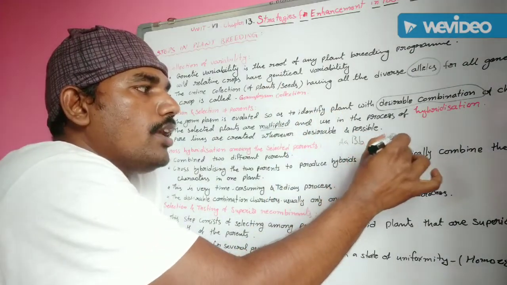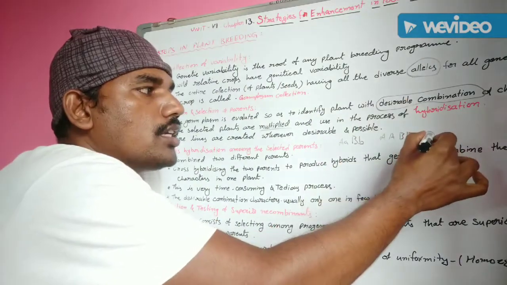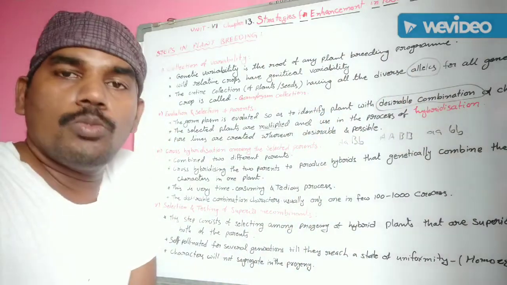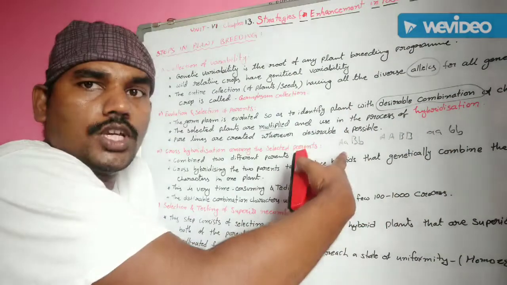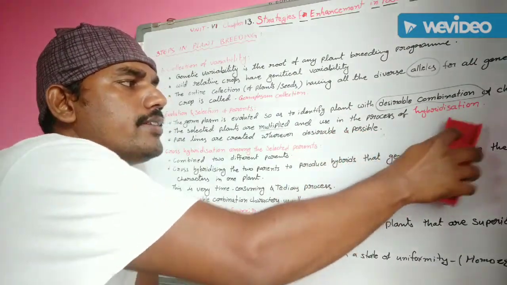Capital A, capital B, homozygous. Next one, small a, small b, small b. This one is the homozygous. Recessive homozygous dominant. This one is the heterozygous dominant. So you are selected pure lines.